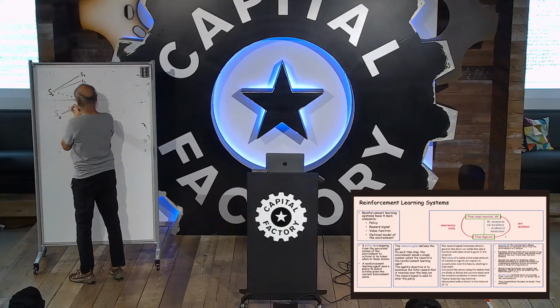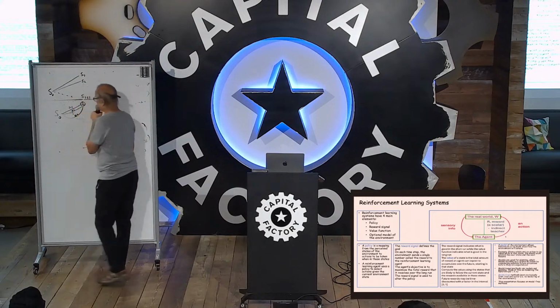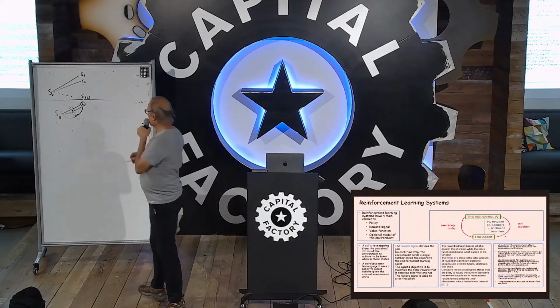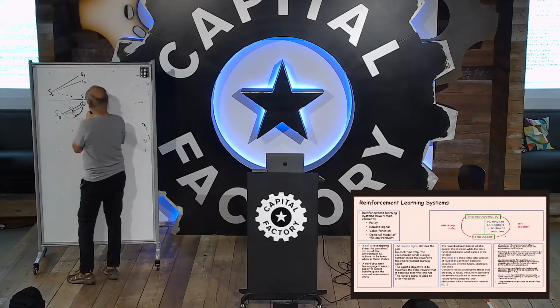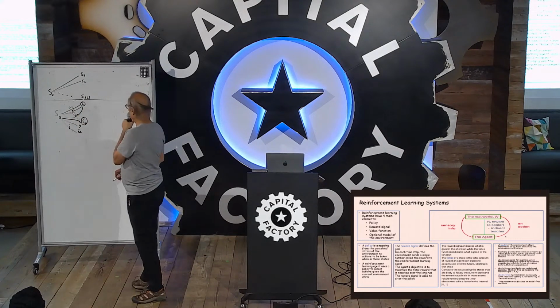Then you can take action A1, then you go to state S1. You can take action A2, and so on. Let me write it this way, action AK. That's what you've got. Then you can also go to state S2, and that also has the same thing: A1, A2, and so on, up to AK. So that is what we have.